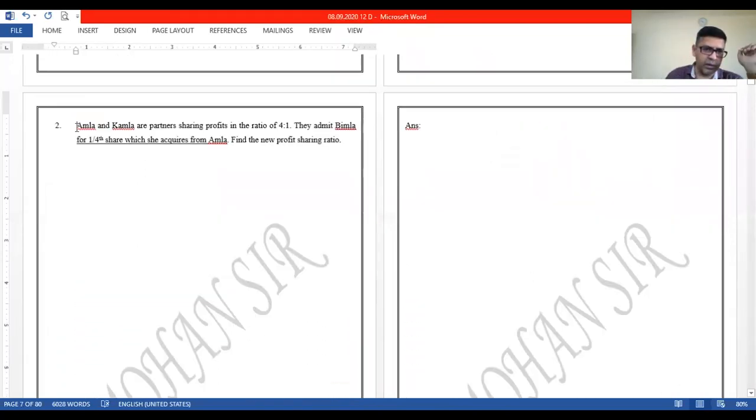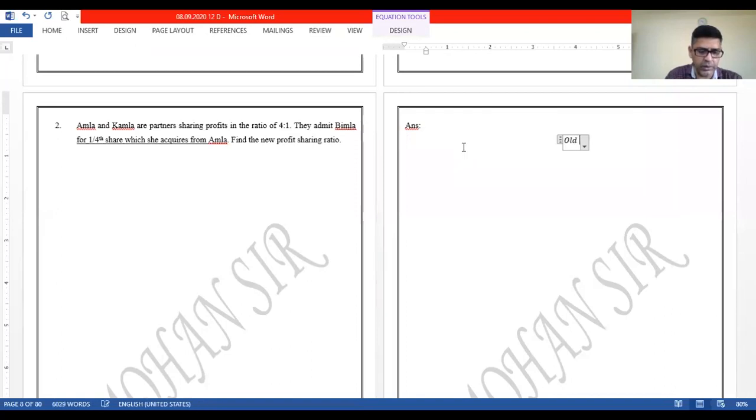I'm done with the answer for this particular question. Second, a similar type of sum: Amla and Kamla are partners sharing the profits in the ratio of 4:1. They admit Bimla for 1/4 share which she acquires from Amla. Calculate the new ratio. Let us start with the old ratio that is given. Let me write that old ratio, that is 4:1. So Amla's share will be 4/5 and Kamla's 1/5.